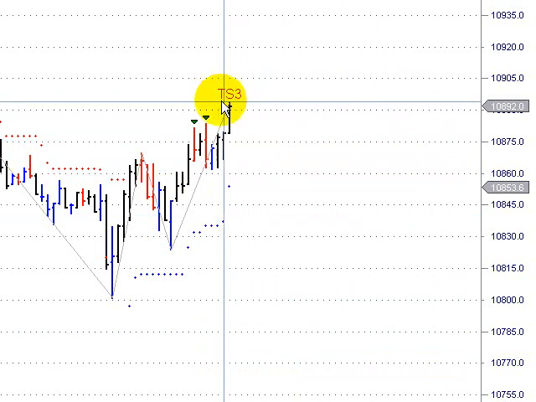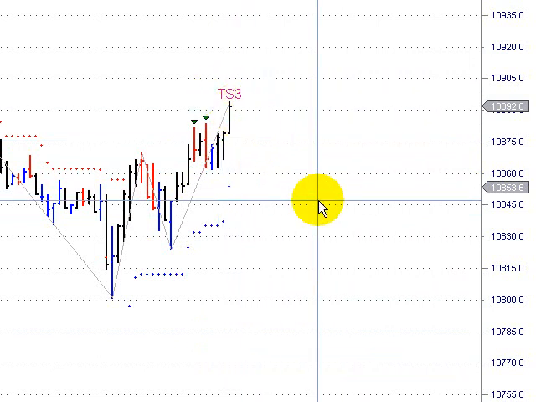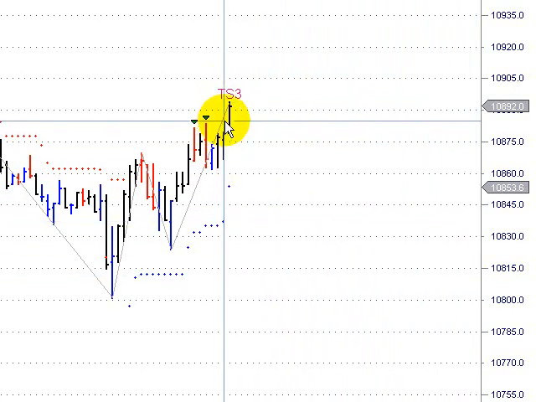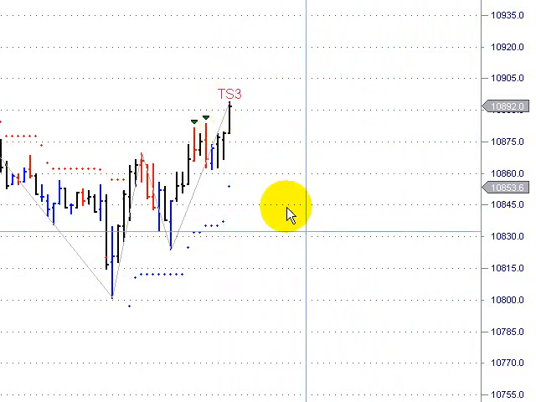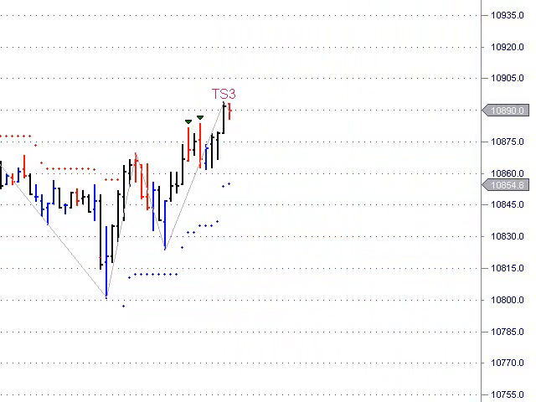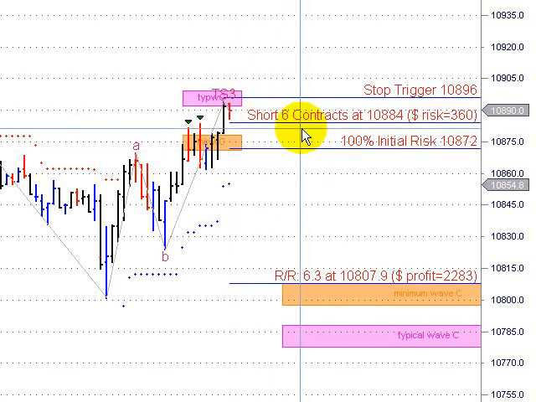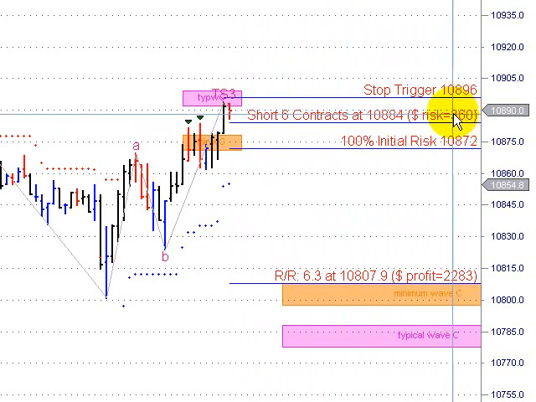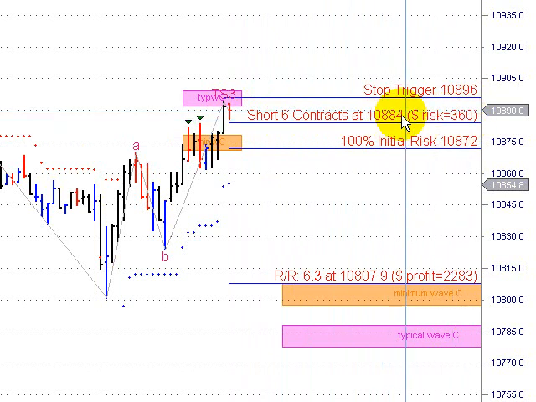And we've got a new setup here, a TS3 setup once again, an automatic setup. But we need to wait until we get our red reversal bar before we can set up our trade. So we do get it here, and with one click on this reversal bar, that sets up my trade. I can short 6 contracts at 10,884. I'm going to risk $360 on this one with a stop there at 10,896.